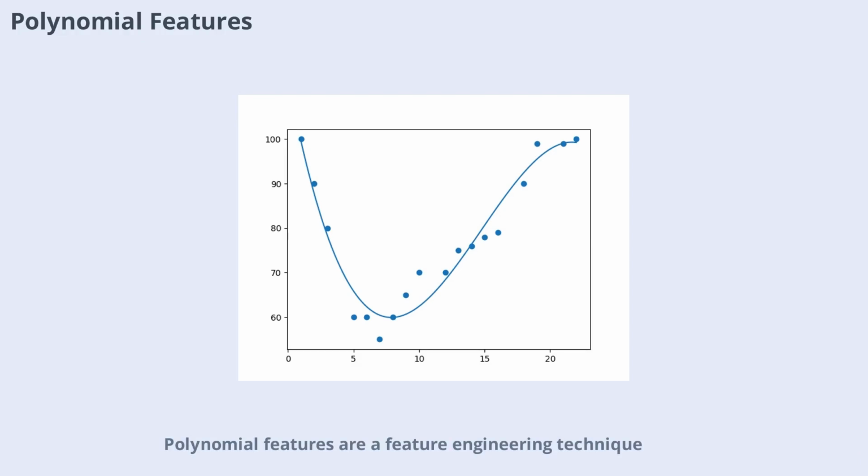Polynomial features are a feature engineering technique that extends linear models to capture nonlinear relationships. By creating new features that are powers of the existing independent variables, polynomial regression can fit curves to data that a straight line cannot. For example, if you have a variable x, polynomial features would include x², x³, and so on. This approach is especially useful for modeling real-world phenomena that exhibit curves or bends, enhancing the flexibility and accuracy of regression models.